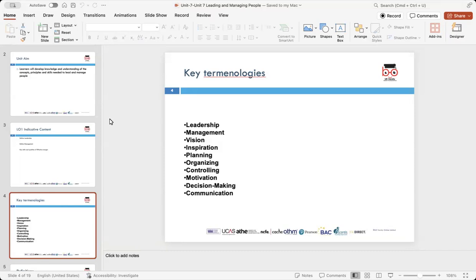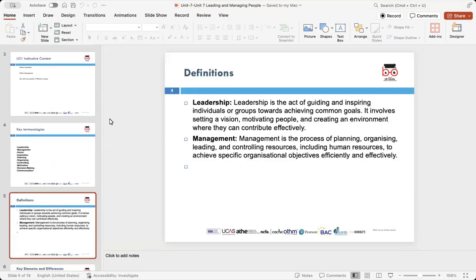Communication is the ability to convey information clearly and effectively. Leaders focus on open, transparent, and two-way communication to engage their teams, while managers rely on formal communication channels to give instructions and share updates. Right, now the definitions, and we will differentiate between leadership and management.